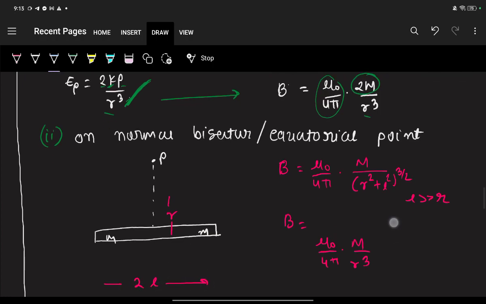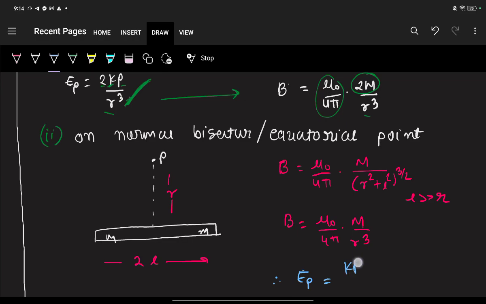So again it is similar to the electric field due to an electric dipole, right? And that was kp upon R cube. Understood?